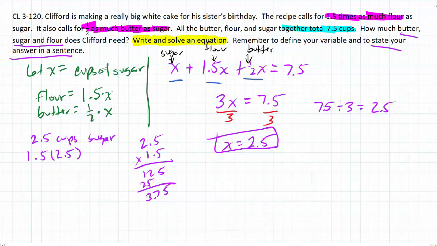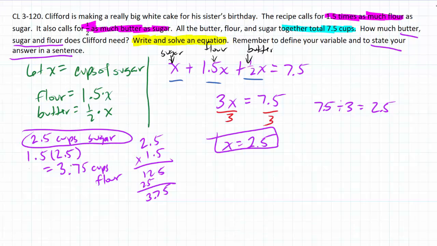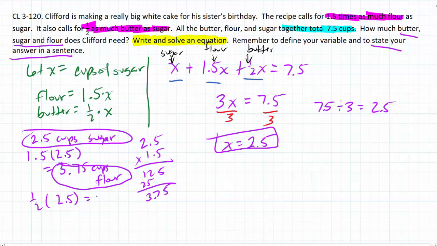So we need 3 and 3/4 or 75/100 cups of flour, and we need half of the amount of sugar, so half of 2.5. I already know it's 1 and 25/100, so 1 and 1/4 cups of butter.